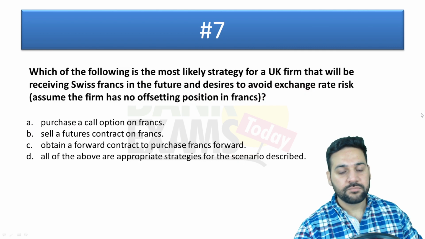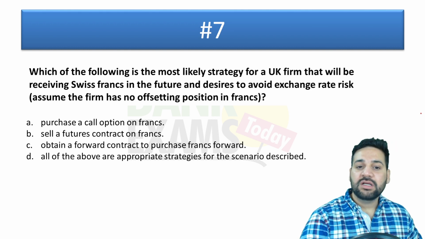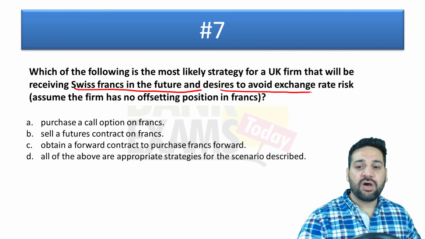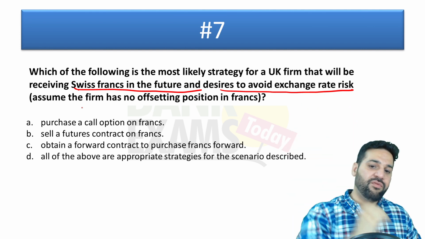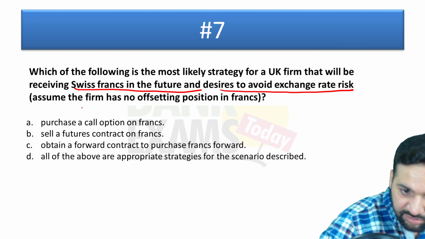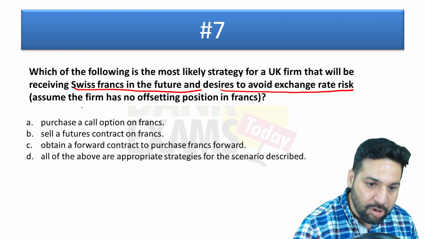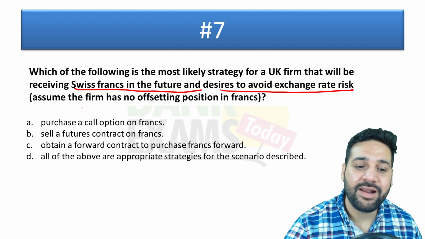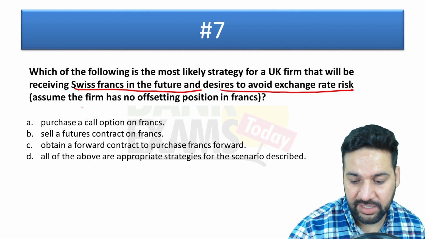Question number 7: which of the following is the most likely strategy for a UK firm that will be receiving Swiss francs in the future and desires to avoid the exchange rate risk? Purchase a call option, sell a futures contract, obtain a forward contract to purchase francs forward, or all of the above are appropriate strategies. If you know the correct answer, let me know.